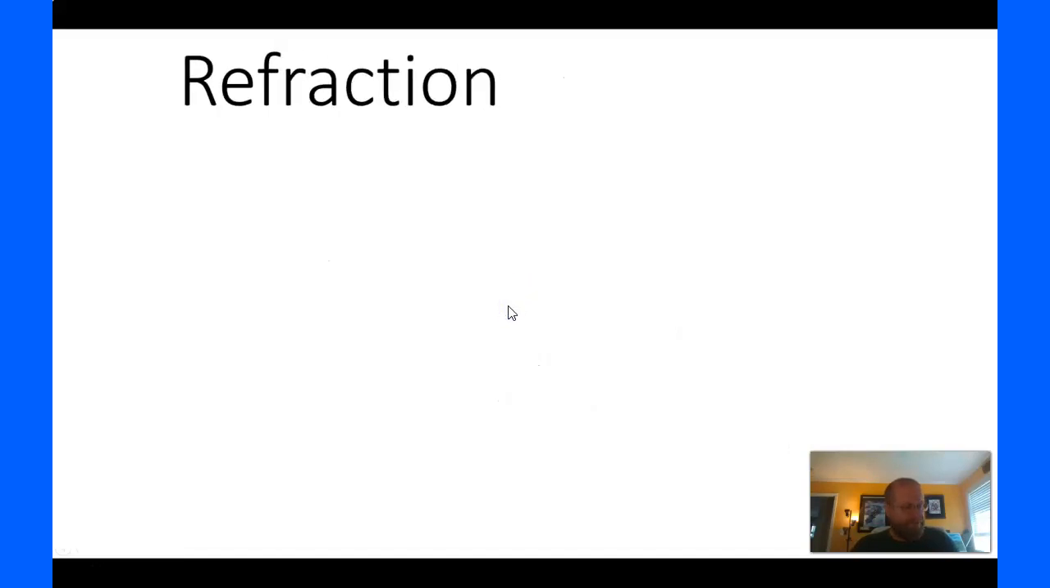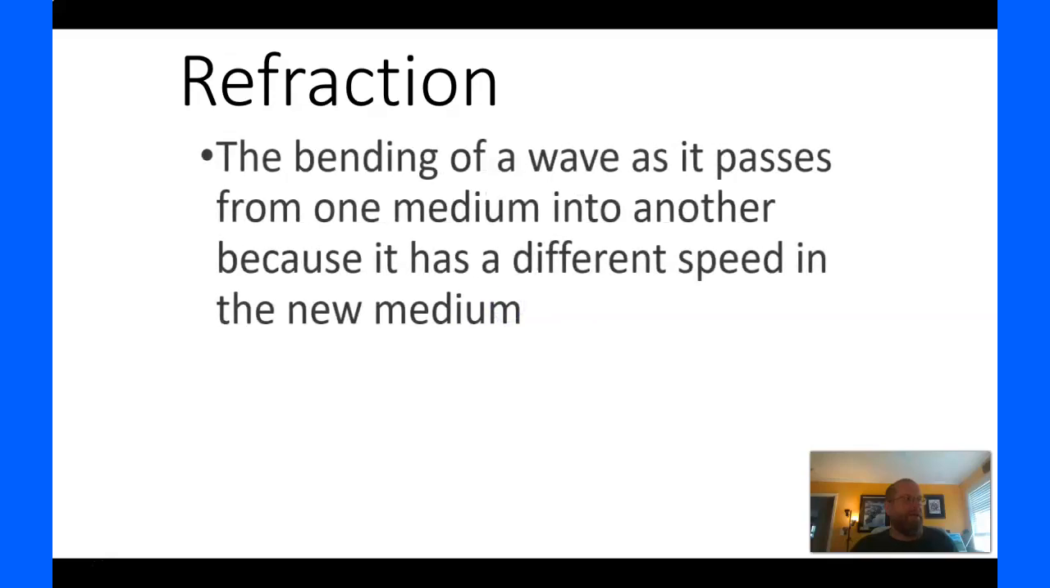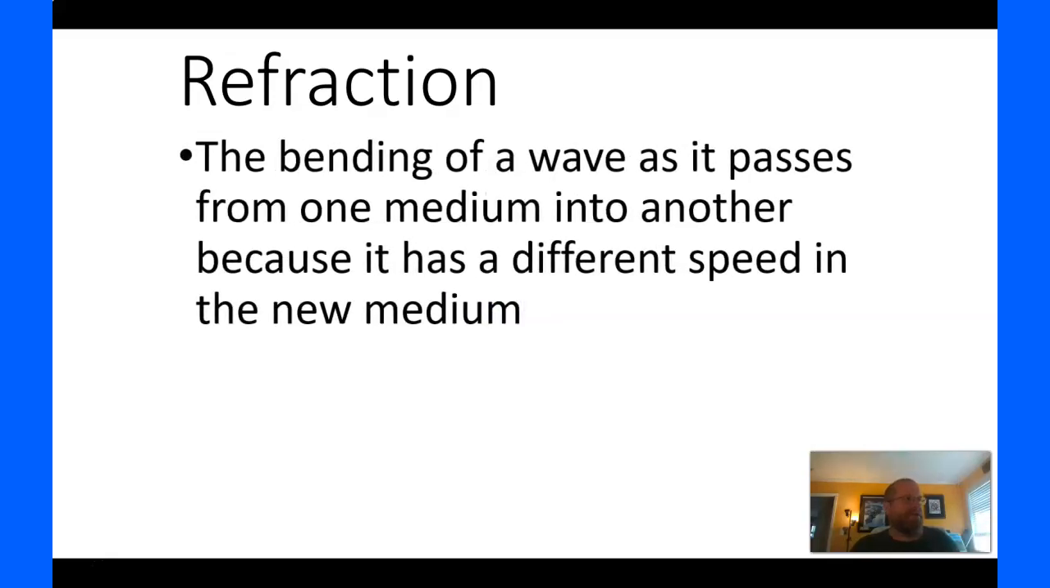Refraction is the next thing. Definition of refraction. The bending of a wave as it passes from one medium into another because it changed its speed in the new medium. When light goes into a more dense medium, it slows down. When it goes into a less dense medium, it speeds up. As it changes speed, it also changes direction. If we were in class, I could explain that to you, how it works. Don't worry about it. Just know that it happens.